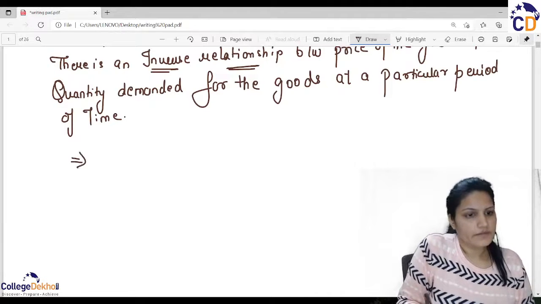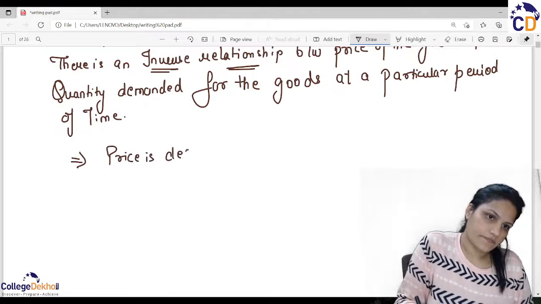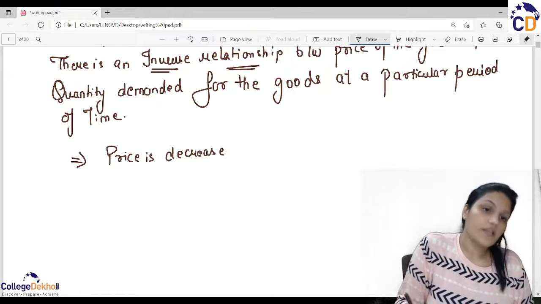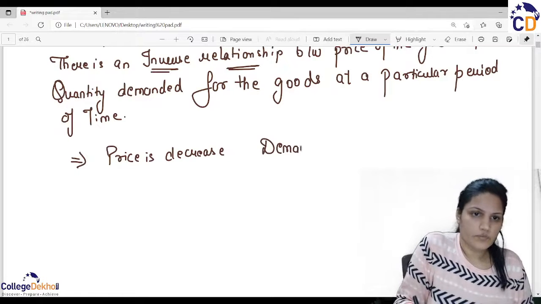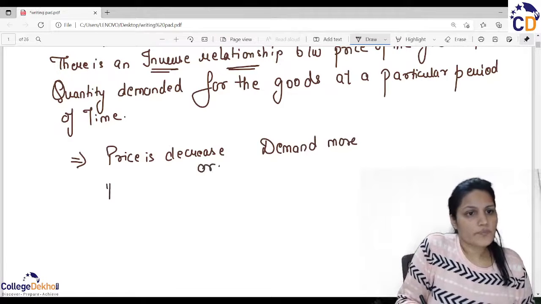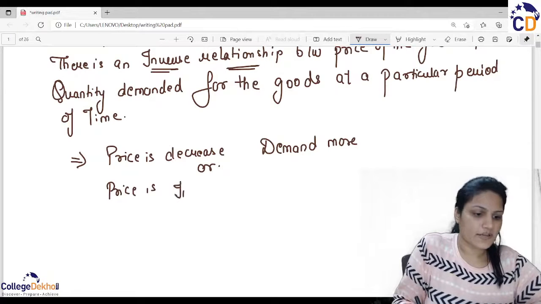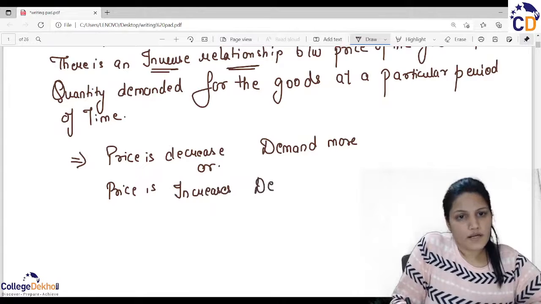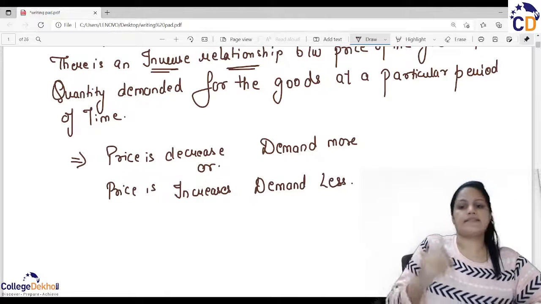So here, if the price decreases, the person or consumer demands more. Or if the price increases, demand by the consumer is going to be less.